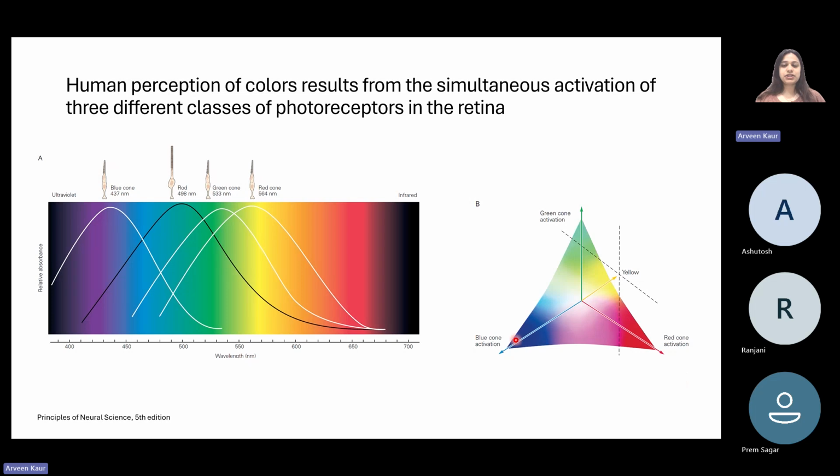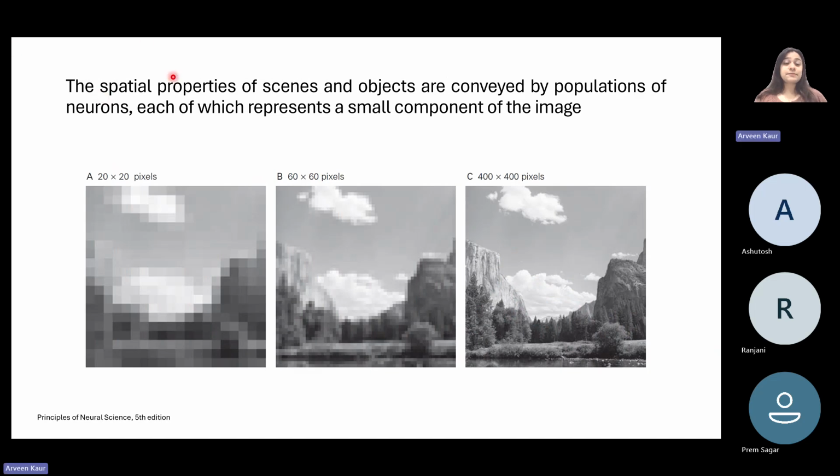This is another representation of how the primary cones are green, blue, and red, and when they are activated at different levels, they produce different colors such as yellow, pink, white, etc. Right? Then there are spatial properties of scenes and objects which are conveyed by populations of neurons, each of which represents a small component of the image itself. So you can see that all these three represent the same image, right?